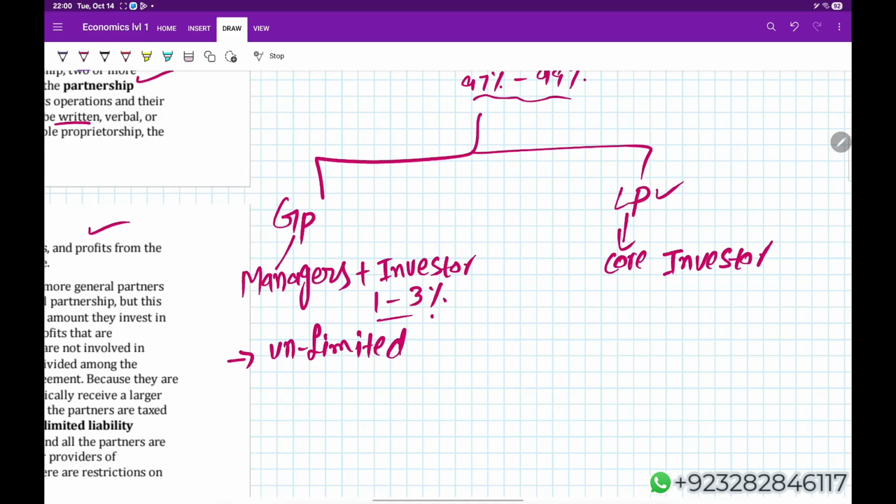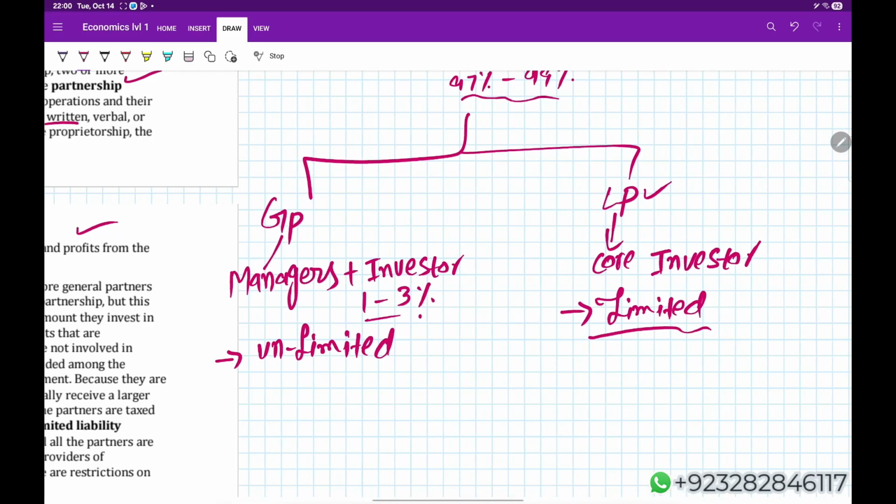So they are the core investors. Because they are the core investors, their liability is limited. That means in the event of default, in the event that the business is unable to satisfy the loan, limited partners do not have liability beyond their investment. Beyond their investment means that if this business fails, if this business defaults, the maximum, in the worst case scenario, the limited partners will lose is their money. They are not responsible for any liability beyond their investment.